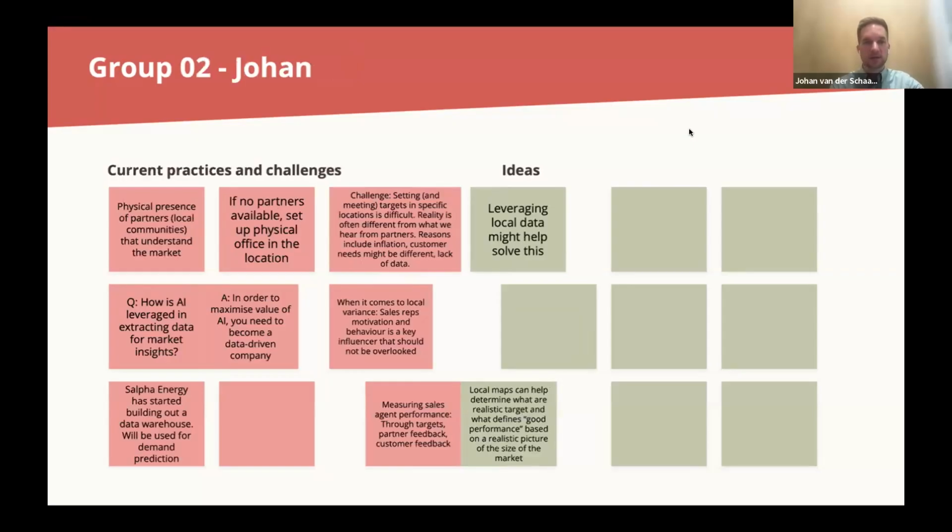Yeah, from our side, if we talk about current practices and challenges, what we see in the broader membership is that a lot of decisions are made based on physical presence, either of the company itself or of local partners that understand the local market. However, sometimes there are challenges, and the reality might be quite different from what was understood purely based on that qualitative data that comes from local partners or from the local office.